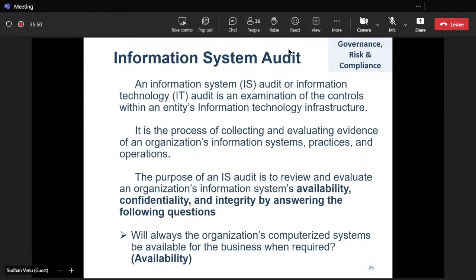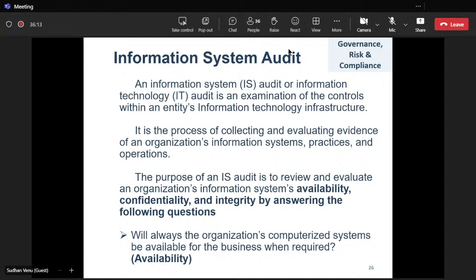That is for information system audit. Information technology or information system audit is the examination of the controls within the entity's information technology infrastructure. It is the process of collecting and evaluating all the evidence of the organization with respect to the information system, practices, and operation.